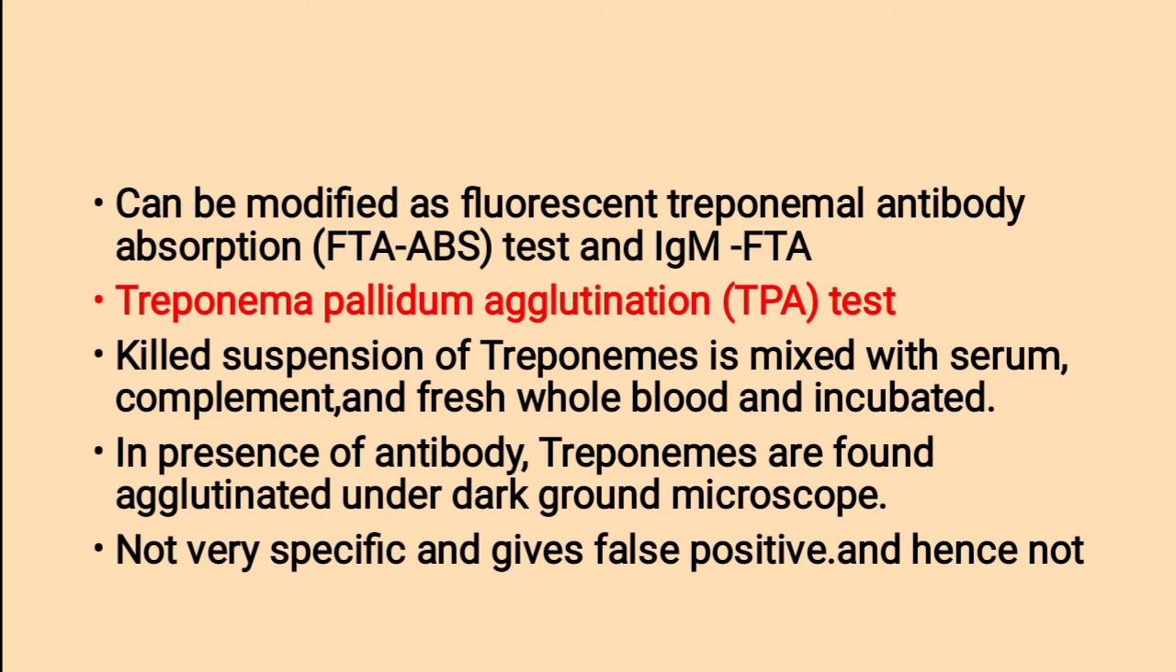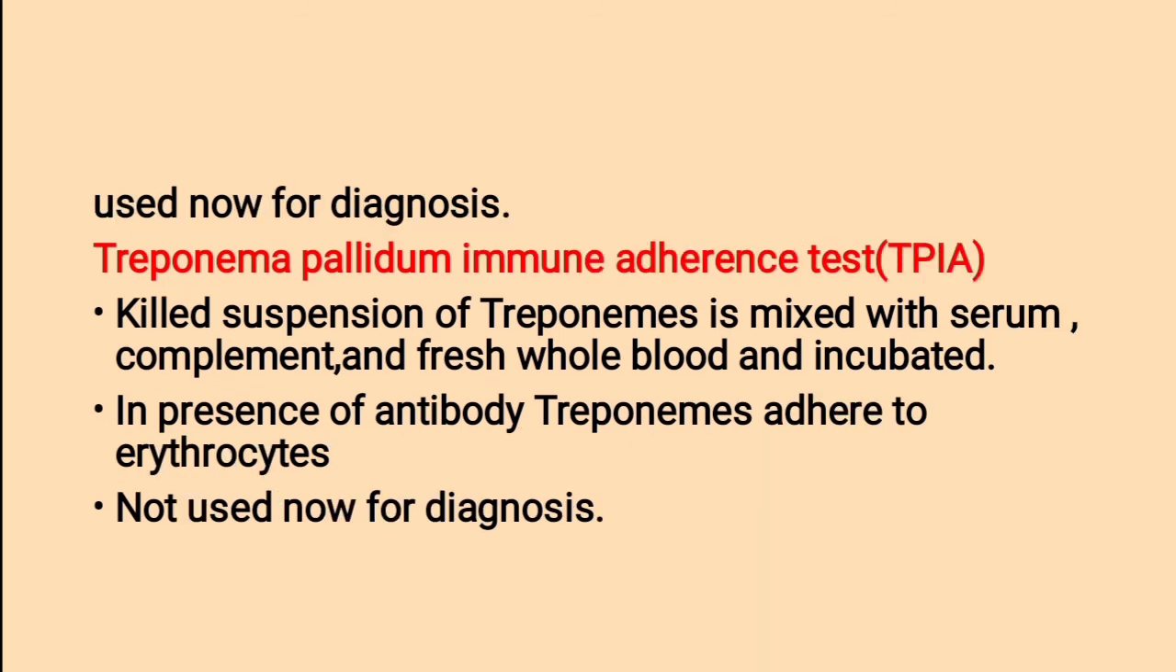The next test is known as the Treponema pallidum agglutination test. Killed suspension of treponema is mixed with serum, complement and fresh whole blood, and it is incubated. In the presence of antibody, treponemas are found agglutinated under a dark ground microscope. It is not very specific and it gives false positives, and hence is not used now in diagnostic laboratories.